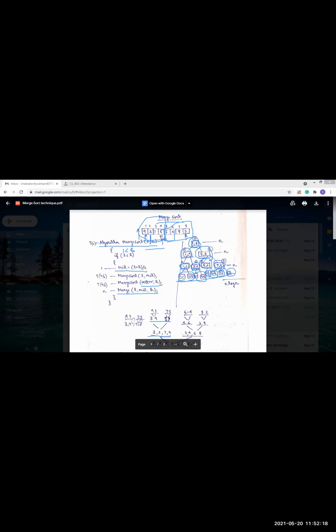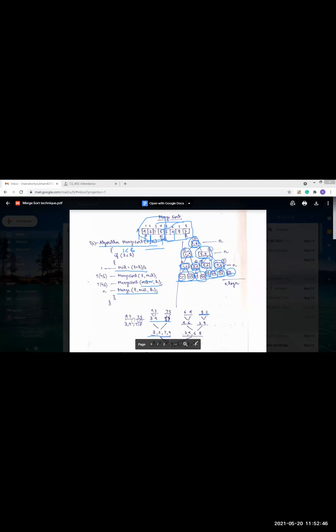Then again, the right side merging will be done. On the right side, 6 and 4 will be merged first, so it becomes 4 and 6. After that, 8 and 2 will be merged and it will become 2, 8. Then again, these two will be merged and it will become 2, 4, 6, 8. And after that, the final merging will be done and the value will be 2, 3, 4, 5, 6, 7, 8, 9. So that's how the merging is done.